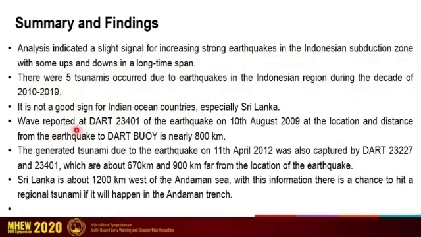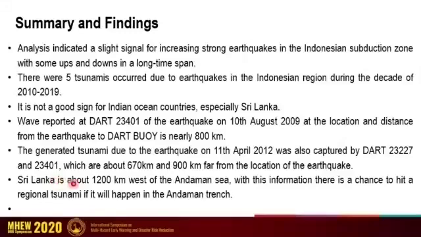A wave was reported at buoy 23401 from the earthquake on 10th August 2009, and the distance from the earthquake to the DART buoy is nearly 800 kilometers. The tsunami generated by the earthquake on 11th April 2012, which I explained during my presentation, was also captured by DART 23227 and 23401, which are about 670 kilometers and 900 kilometers from the location of the earthquake.